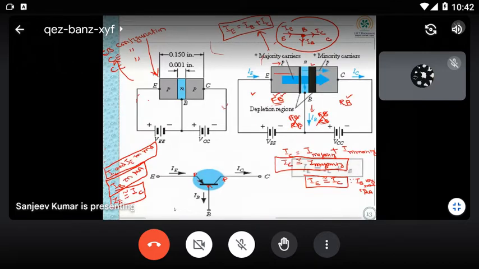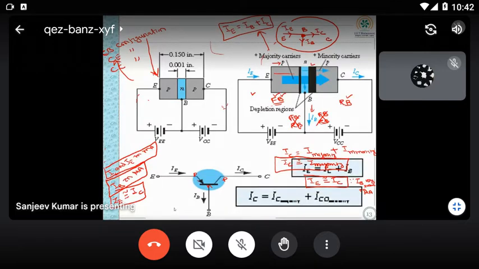See each part of the diagram and let me know if there is any confusion. Sir, how are the holes from the emitter region moving to the collector region? There is a thick depletion layer here, so how are they crossing the base and moving to the collector region?